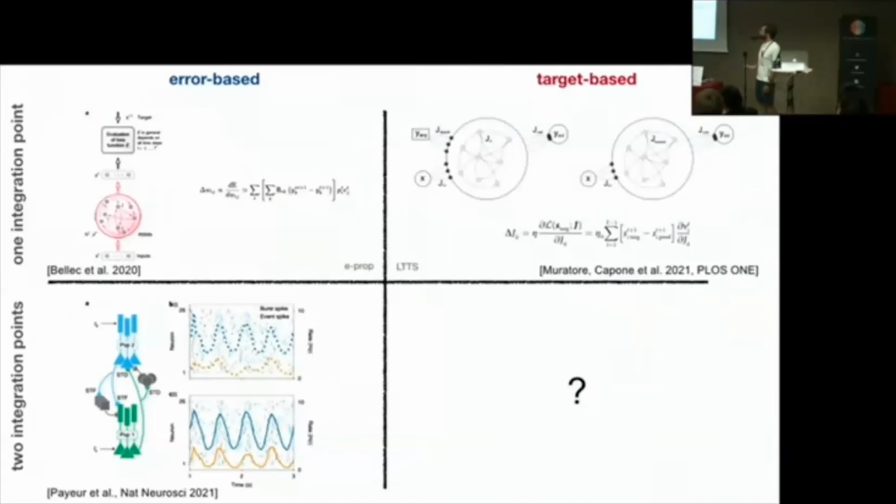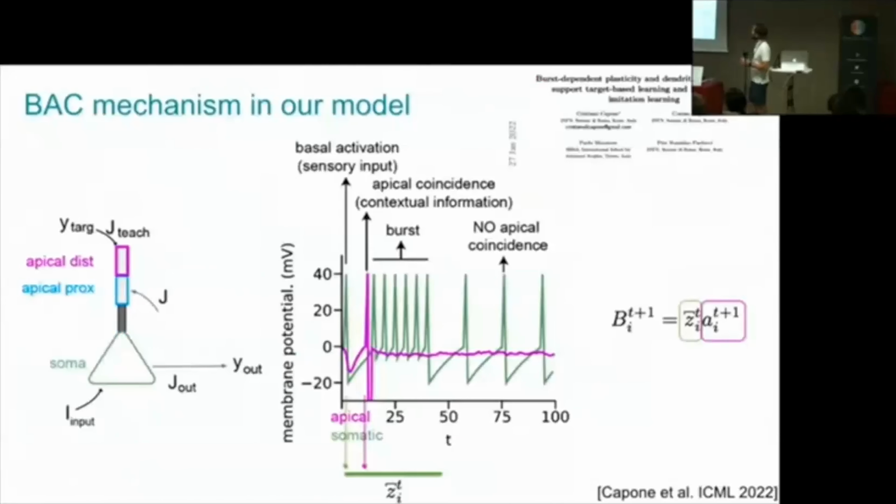So, just for completeness, I want to mention that something inspired by this mechanism has already been proposed to implement biologically plausible backpropagation in this paper. However, this is still an error-based approach. For this reason, we wanted to exploit this specific pyramidal neuron structure to propose a target-based approach. I will fill this box of the table in a moment.